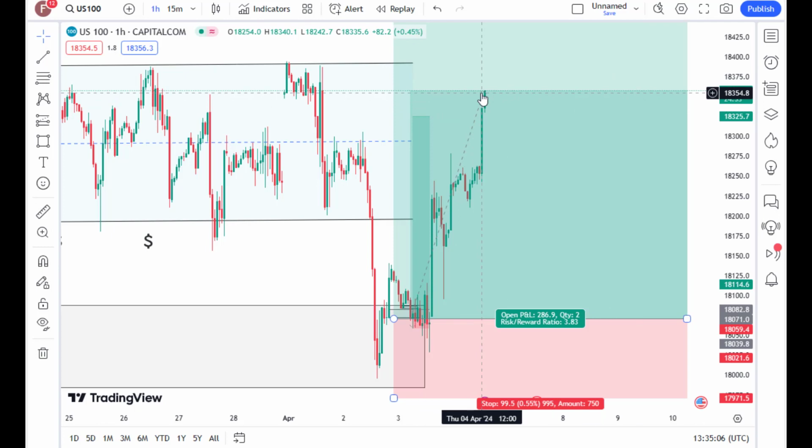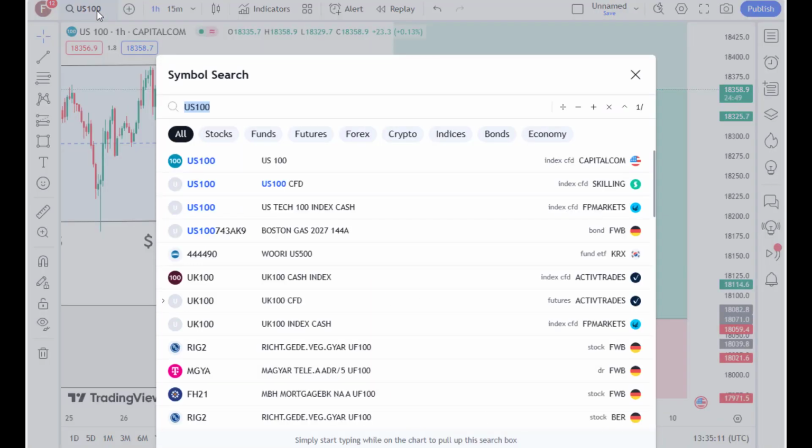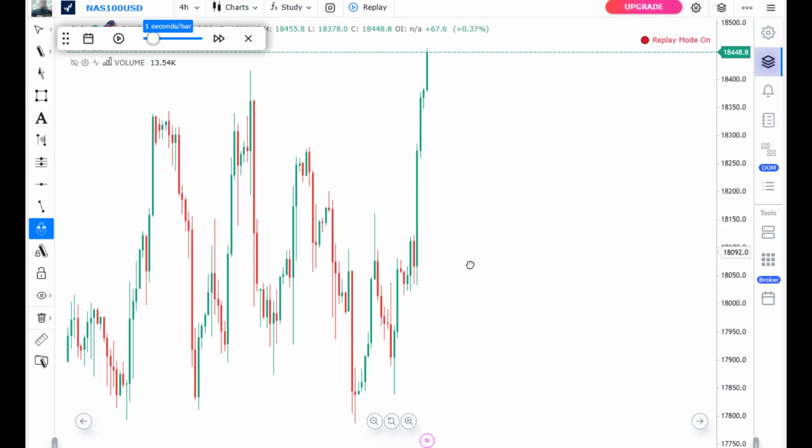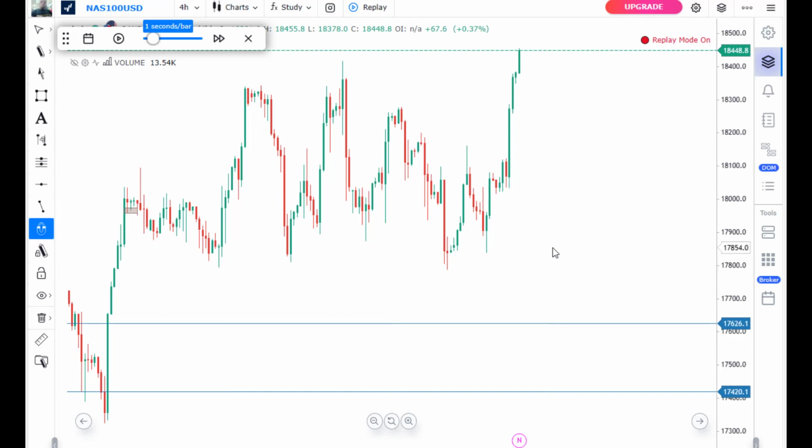This is a trade that we took out. This trade is almost getting to target, but let's do a fresh analysis, guys. Let's look. Okay, so this is NAS 100 in front of us. This was before the trade, guys.